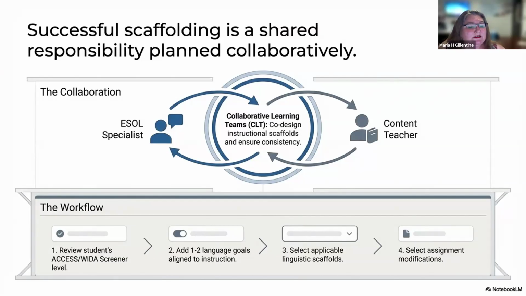So when content teachers and ESOL specialists co-plan regularly, students experience a more cohesive instructional program, and language development becomes embedded in daily instruction rather than treated as a separate initiative. And remember that effective support for multilingual learners is not the responsibility of one department or one teacher. It is the collective responsibility of everyone who serves that student.